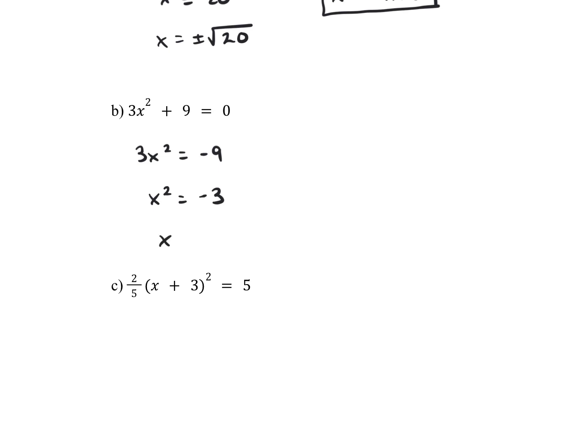So when I go to take the plus or minus square root of both sides, I have the square root of a negative number. So for this one, we know that there's no real way to take the square root of a negative number. So for this, we would say no real solution.